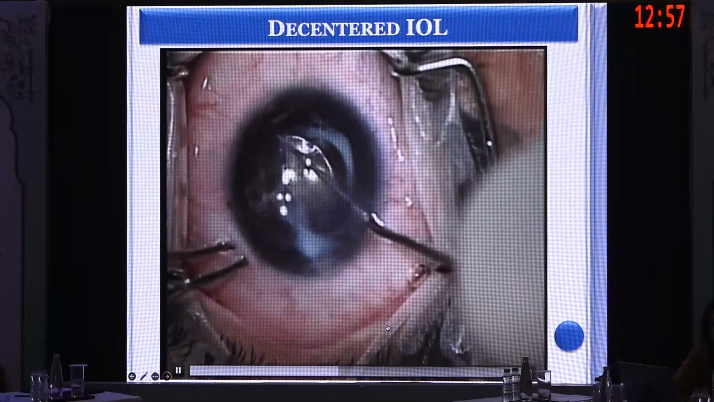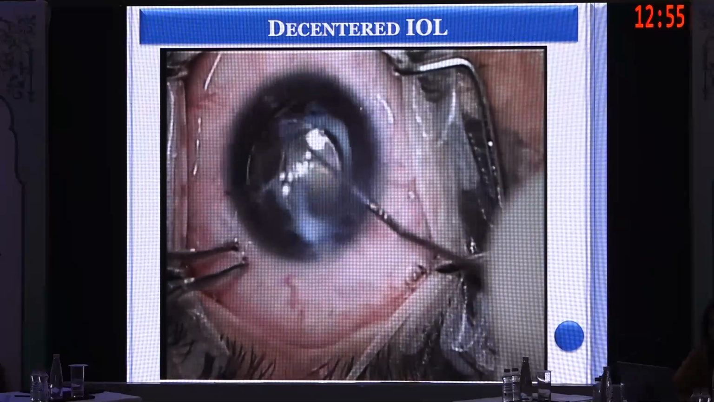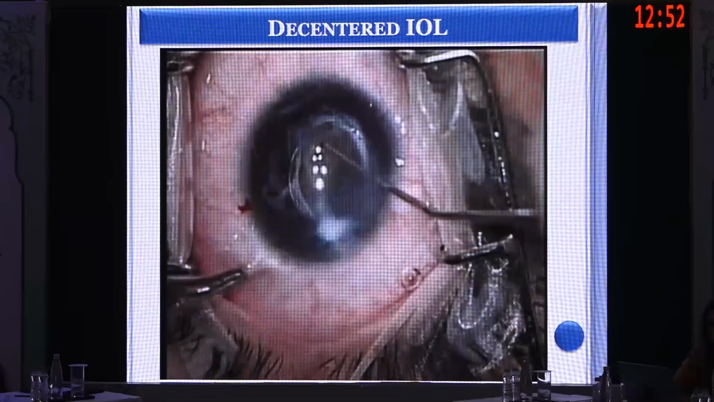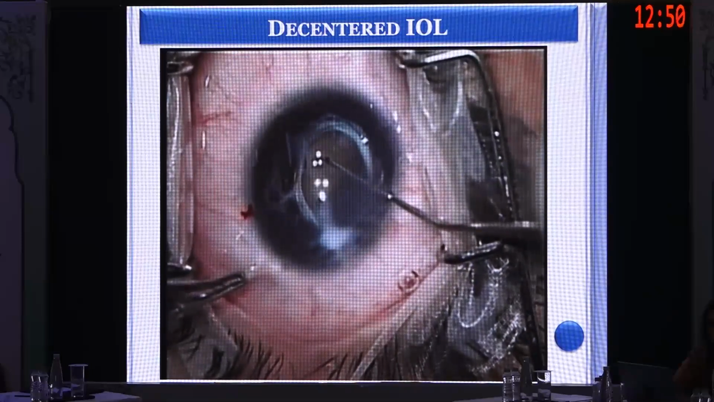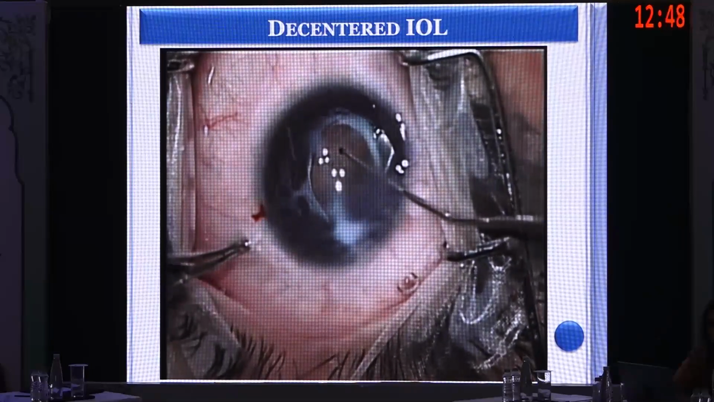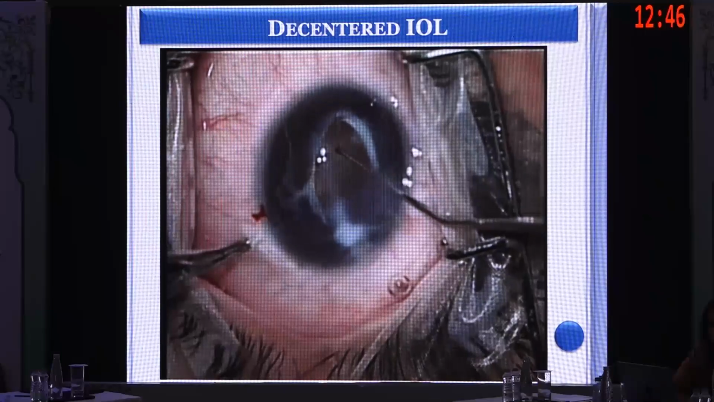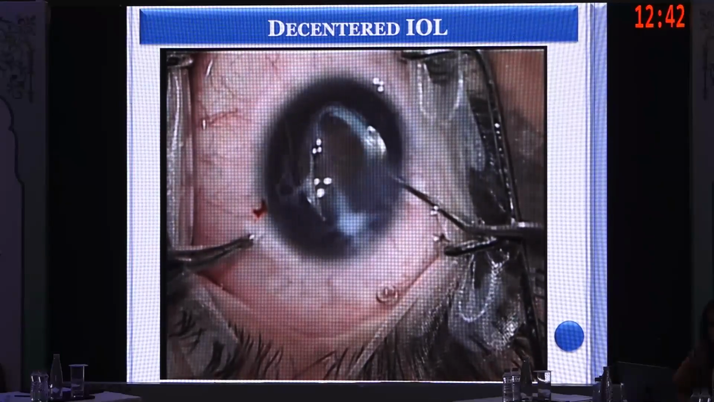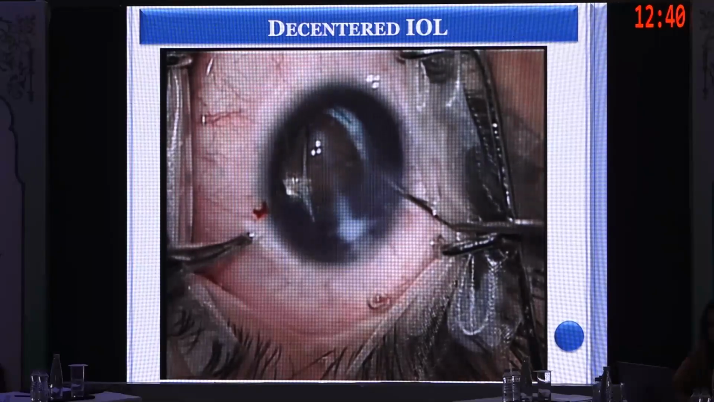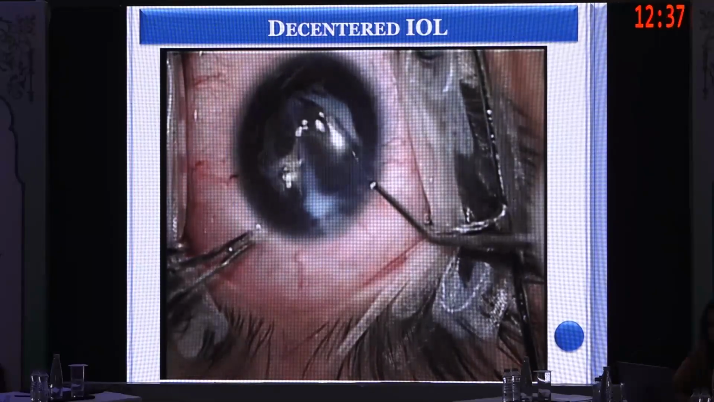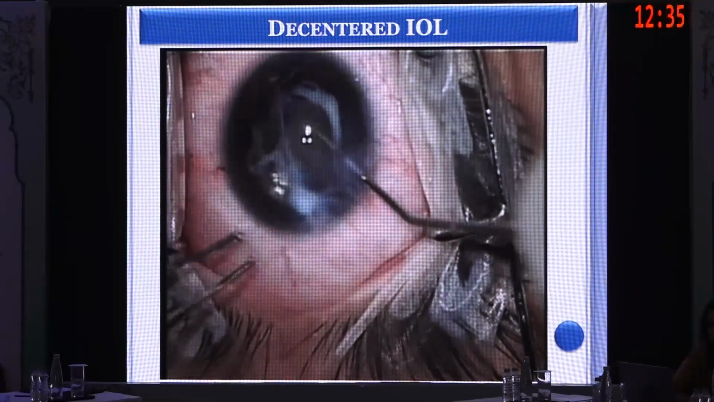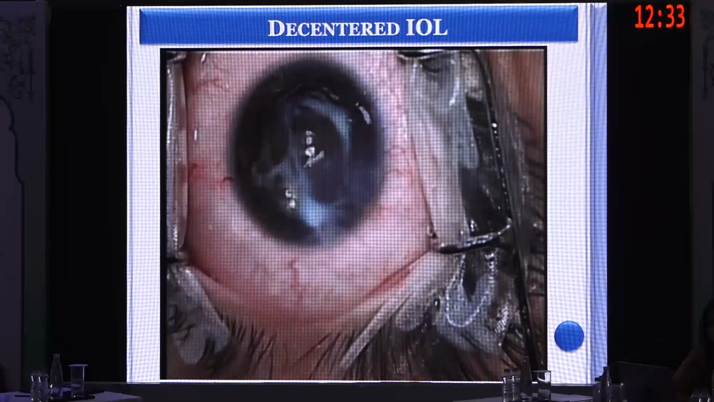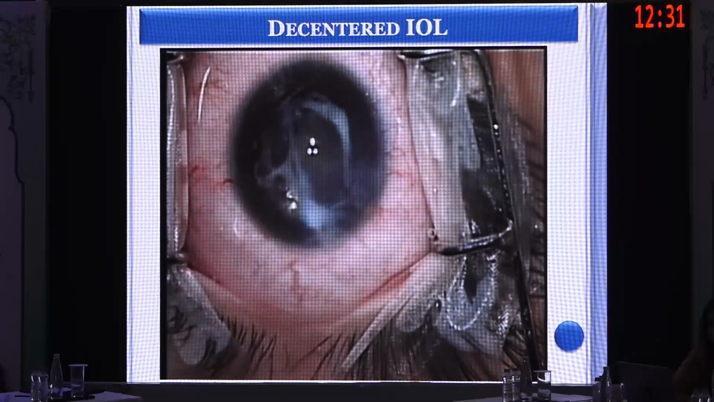If that is doable, because this is a fibrosed capsule, it will remain like that forever, and if you can do the optic capture in such a scenario, then the IOL will also remain well centered always. The only thing is, in a fibrosed capsule, sometimes it is difficult to do optic capture. There is a risk of the capsule getting torn. So you have to be a little extra careful.